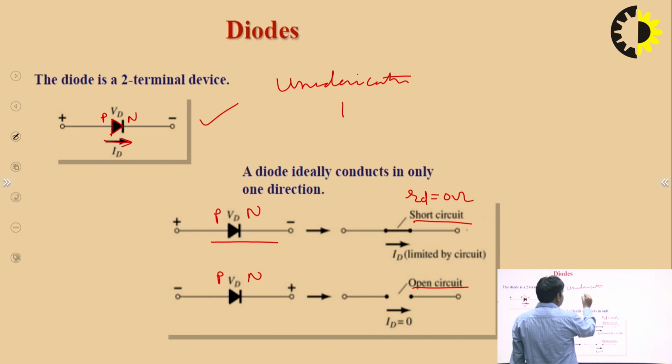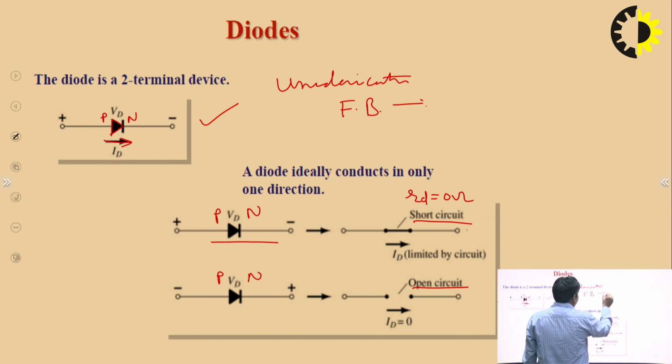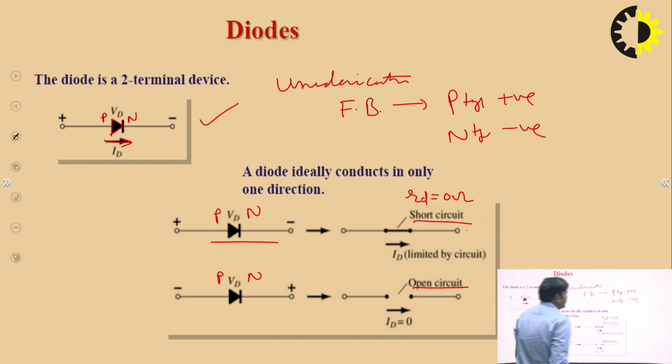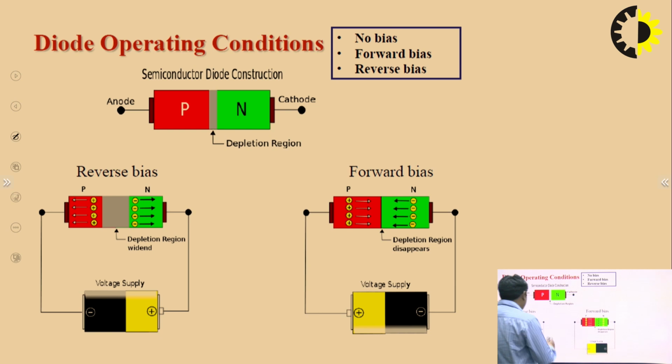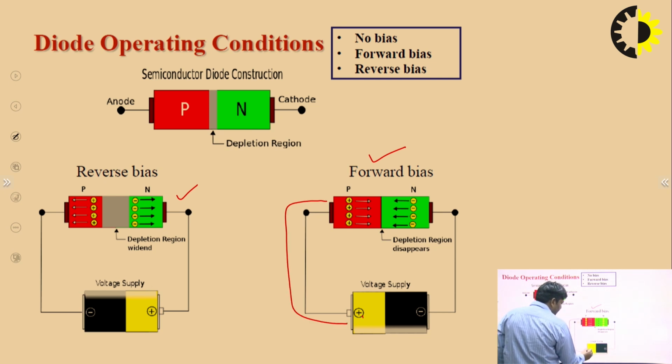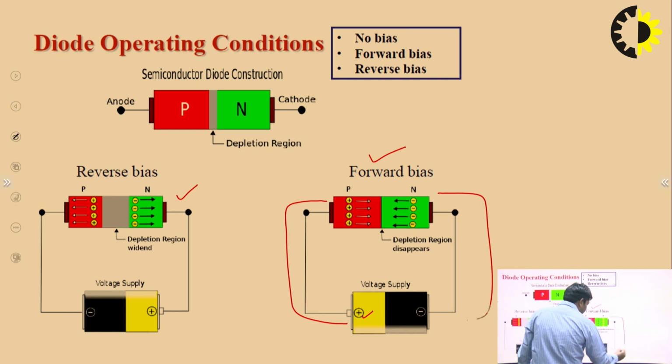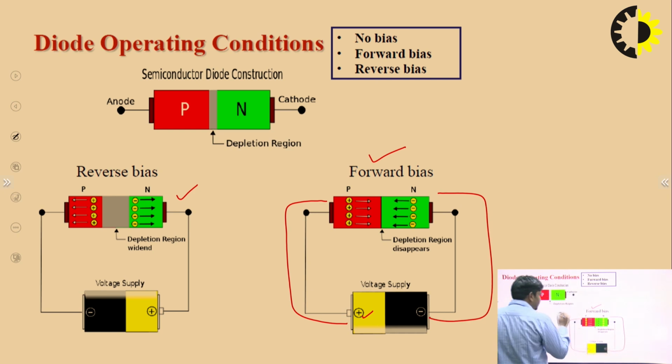What is the forward bias condition? It is where the P type terminal is connected to the positive and the N type terminal is connected to the negative terminal. So, this diode works as forward bias. In forward bias, the resistance is least, and in reverse bias the resistance is maximum. This is the forward one, and this is the reverse. The forward one is when P is connected to the positive terminal of the battery and N is connected to the negative of the battery. So, this is the forward bias.